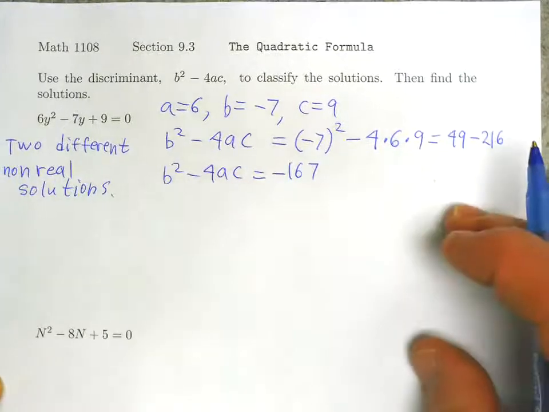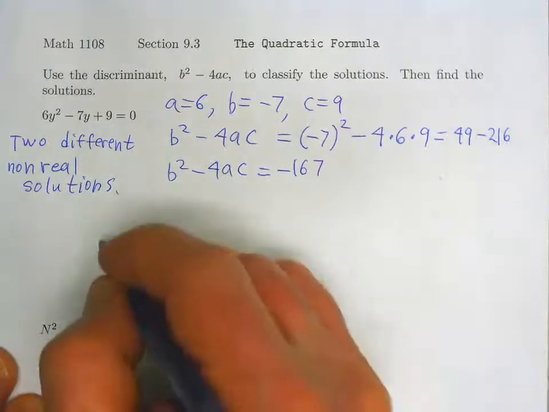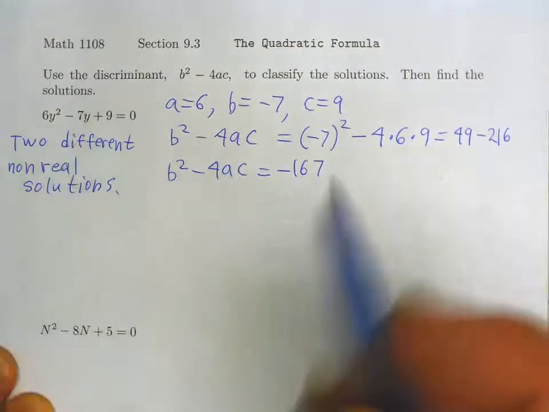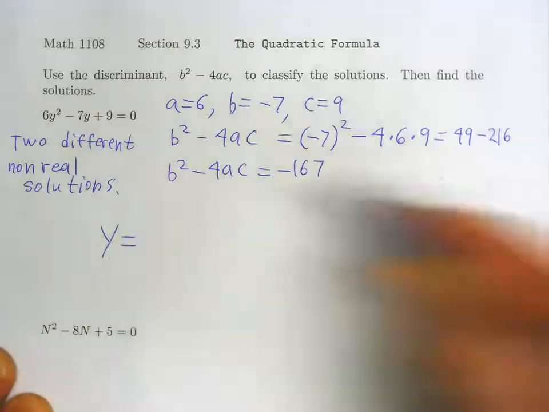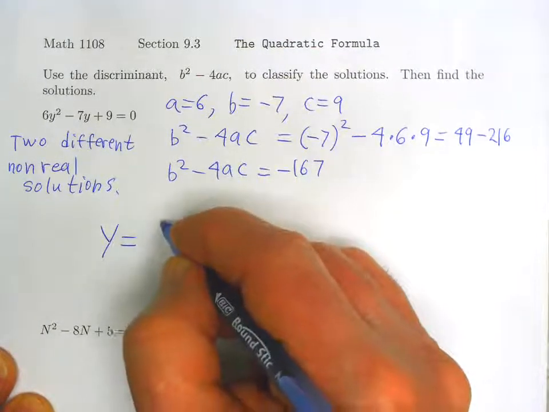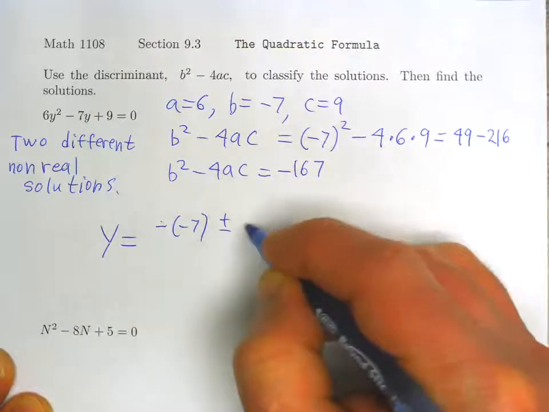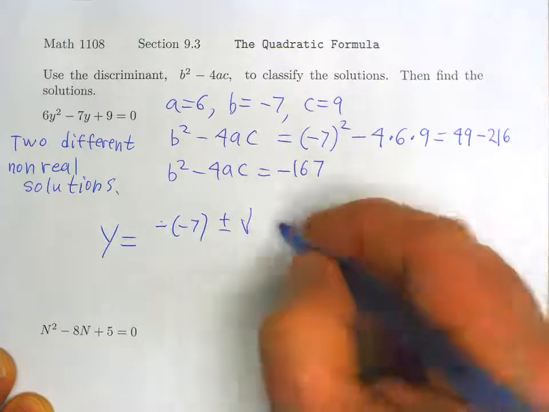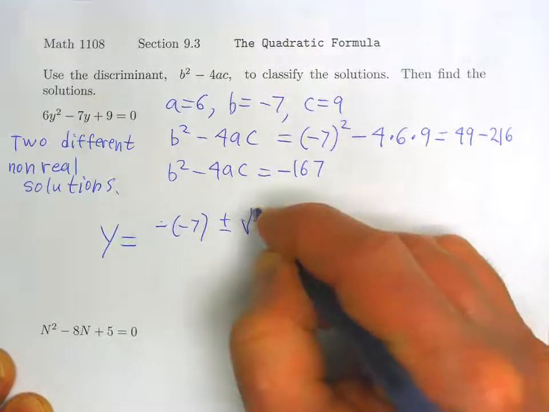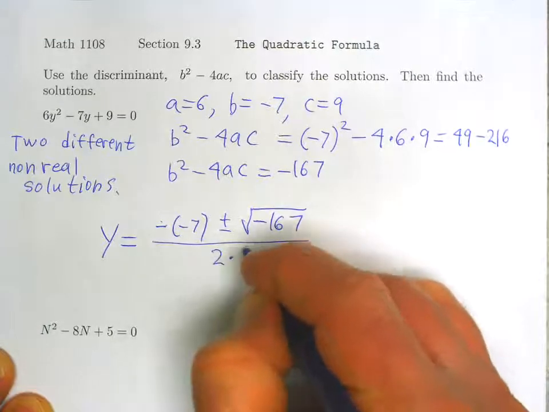Okay, so let's put those numbers in the quadratic formula. We're solving for y this time. So y equals the negative of negative 7, plus and minus. We already found the discriminant. It's negative 167. And then all divided by 2 times a, or 2 times 6.